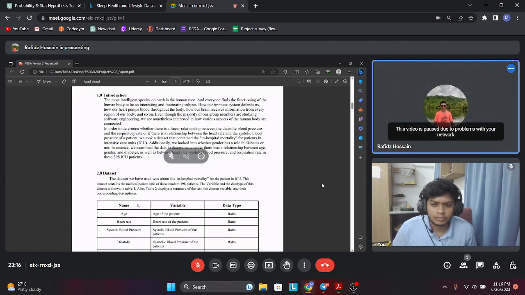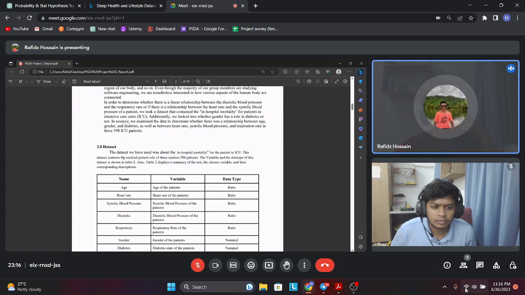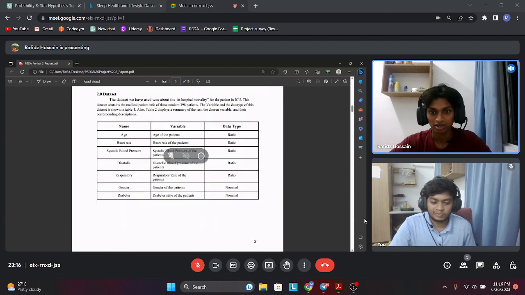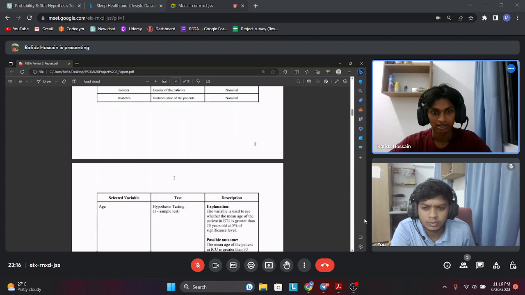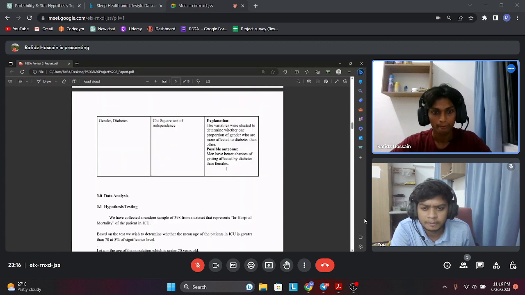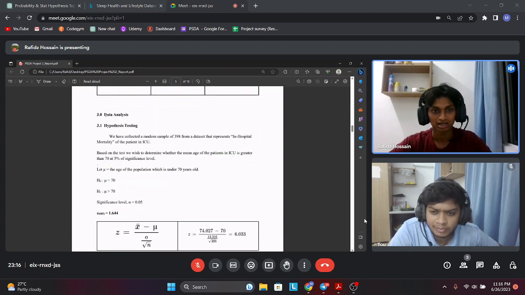So this is our data set, and the data set we have used was about in-hospital mortality for the patients in ICU, and this is our data set name, variable, and data type. And this is the selected variable, test, and description. And now this is the data analysis and hypothesis testing. This will be explained by Musfiqur Rahman.